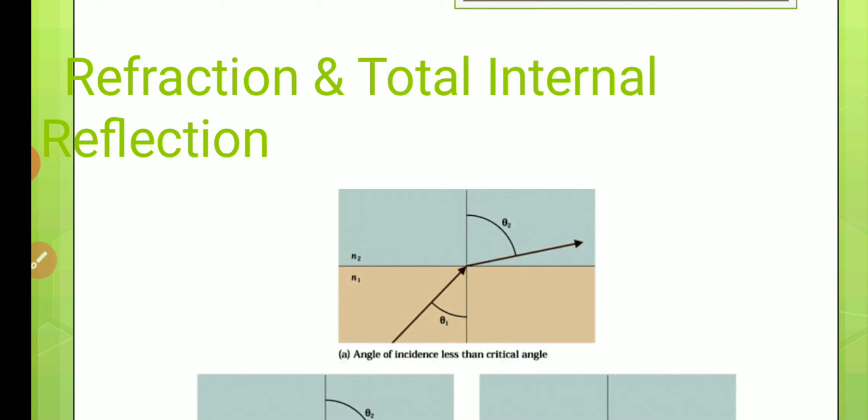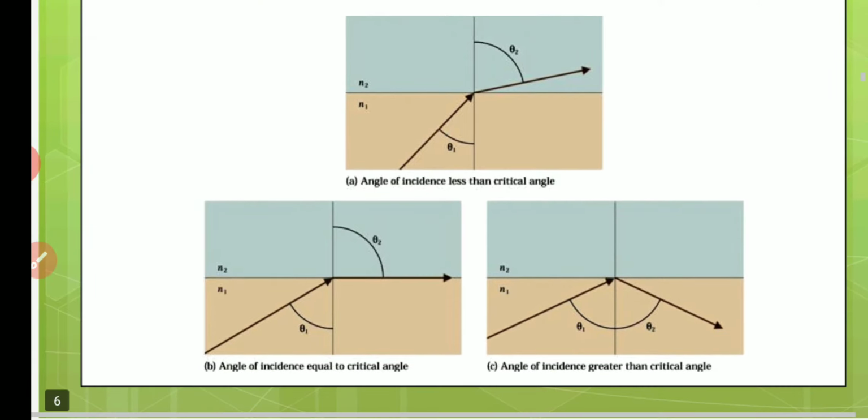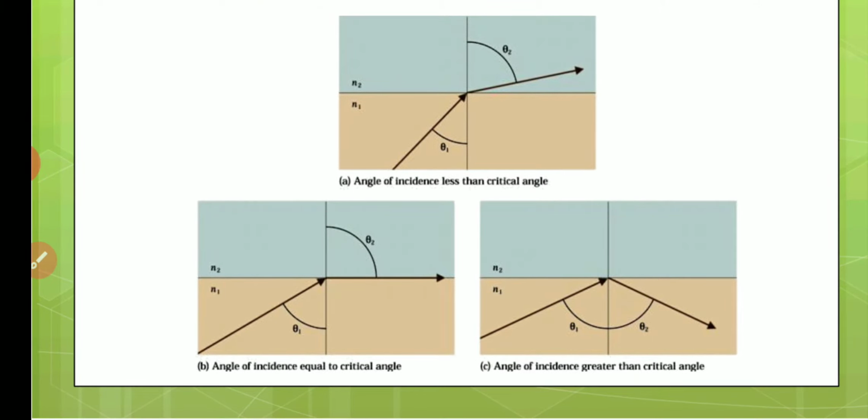In the first condition, the angle of incidence is less than the critical angle. The light is refracted through it. That is, the angle of incidence is less than the critical angle. The first figure, A, is the refraction. In the second figure, B, the angle of incidence is equal to the critical angle. The light must pass along the interface between the two media. That is figure B.